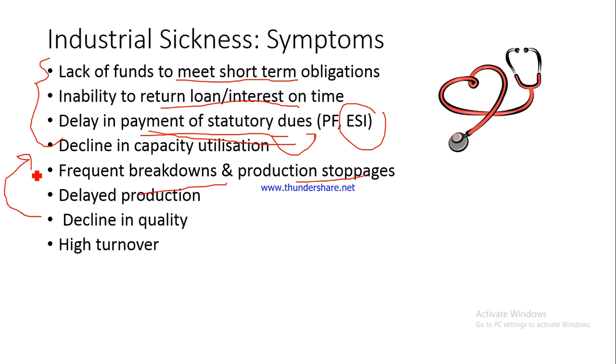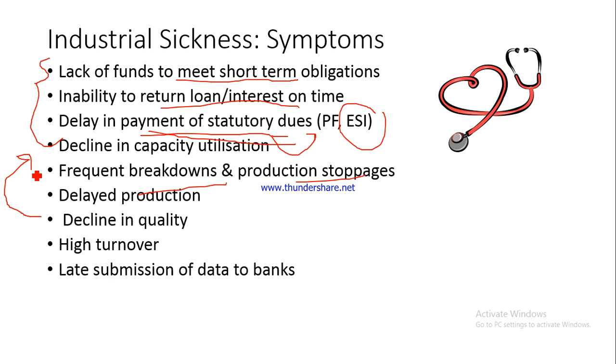High turnover is the percentage of people who leave your organization because of some voluntary reasons, or maybe because they've been fired or asked to leave, etc. So that is what turnover is, and turnover is generally higher in industrial enterprises which are sick.